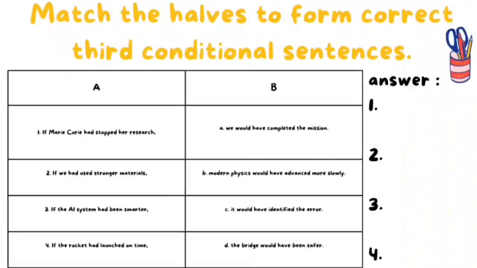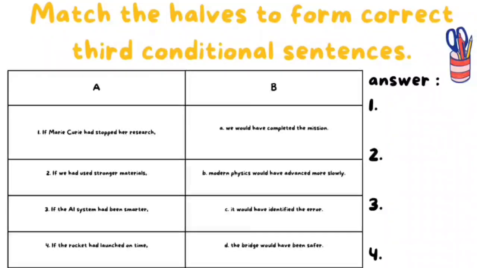And now we move to the exercise. Match the halves to form correct third conditional sentences. So we look, there are two tables, A and B. Now we need to match A and B to have the correct third conditional sentences. So, 1. If Marie Curie had stopped her research.